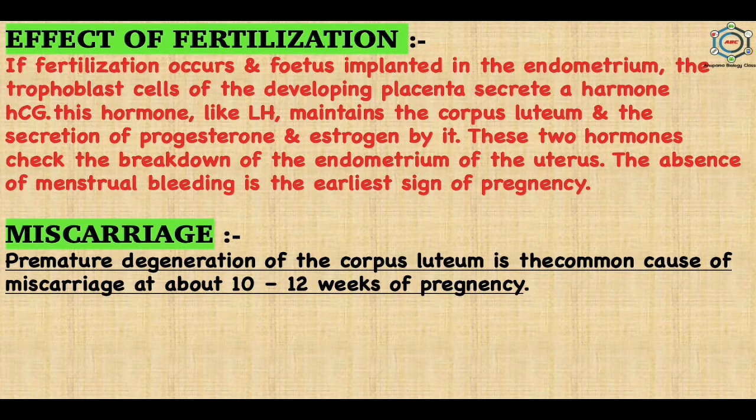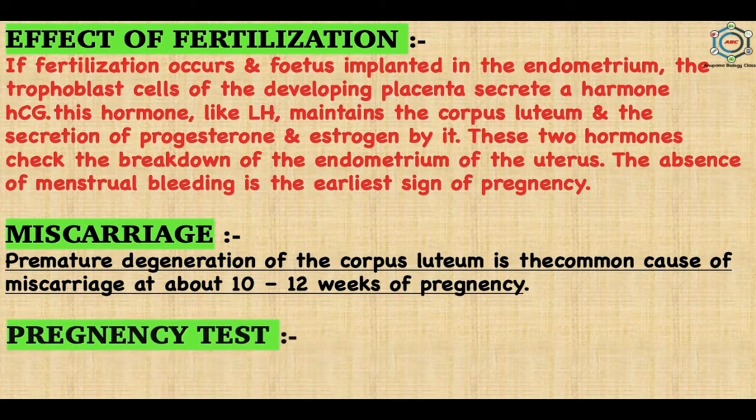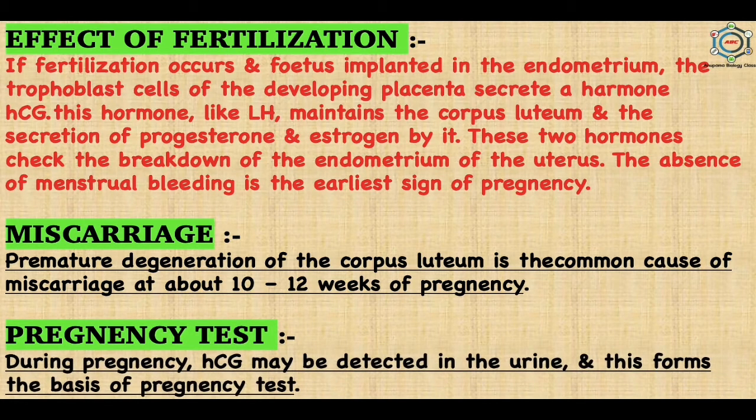Now, the miscarriage. Premature degeneration of the corpus luteum is the common cause of miscarriage at about 10 to 12 weeks of pregnancy. And what is the pregnancy test? During pregnancy, HCG may be detected in the urine, and this forms the basis of the pregnancy test.